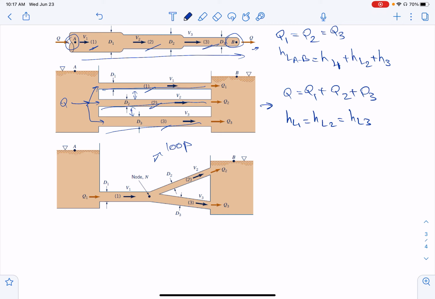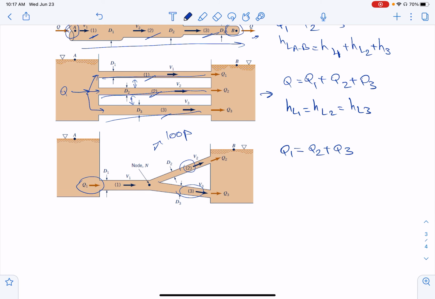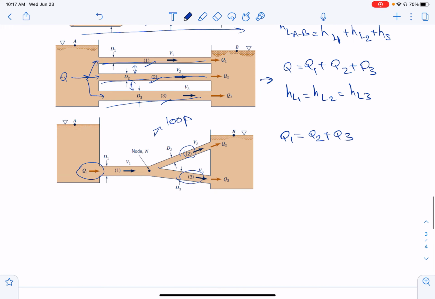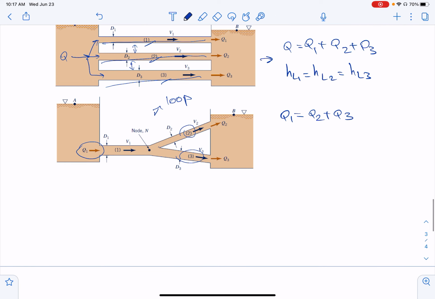Here we can see that Q1 is going into the pipe, and then it divides into the flow in pipe 2 and pipe 3. So in this case, Q1 is equal to Q2 plus Q3, and the head loss for pipe 2 and 3 should be equal. So if we write down the energy equation from A to B, then this is what we get.